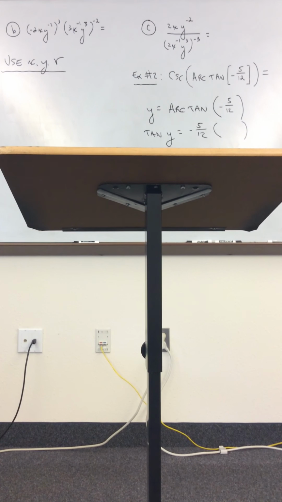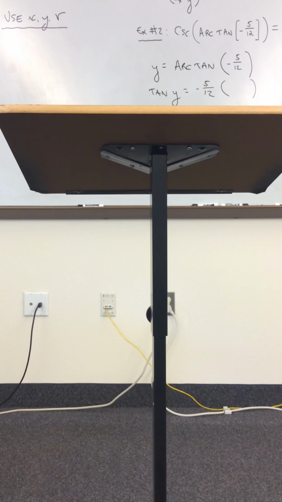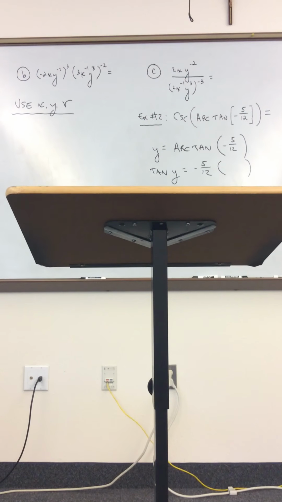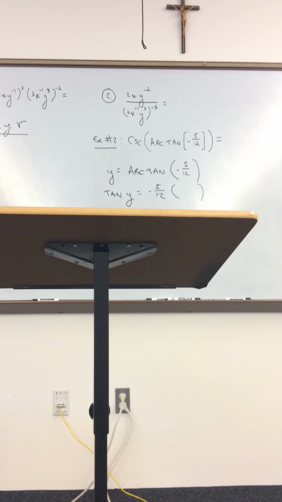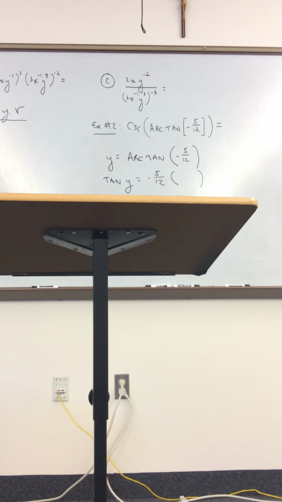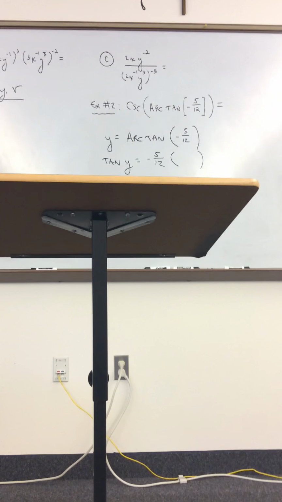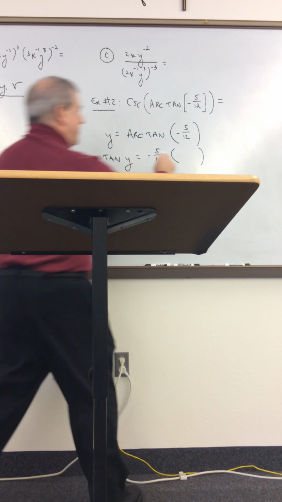What quadrant does that one have to be in? That's inverse tan. What quadrant you got to be in? 1 or 4. If it's negative, it's got to be down here. So this is quadrant 4.